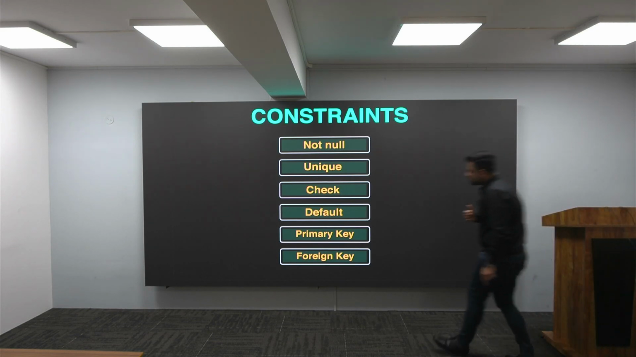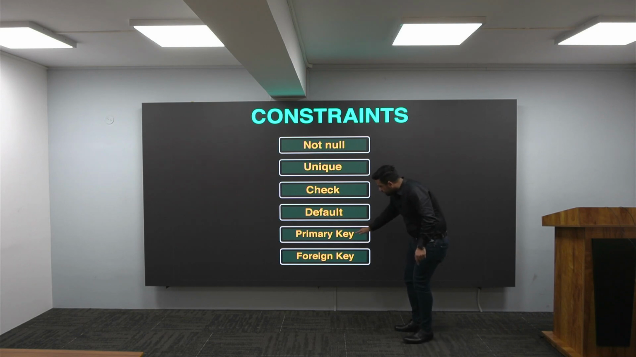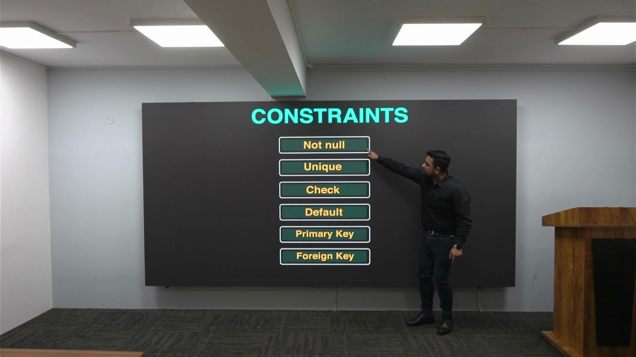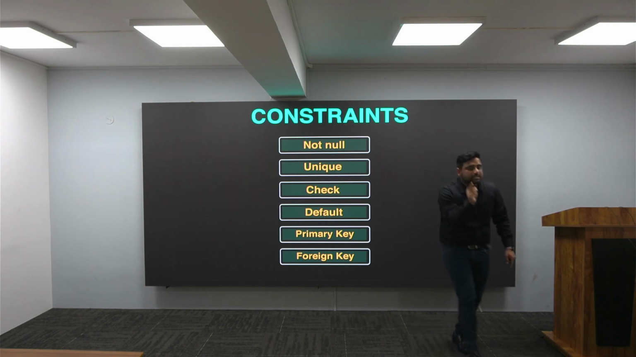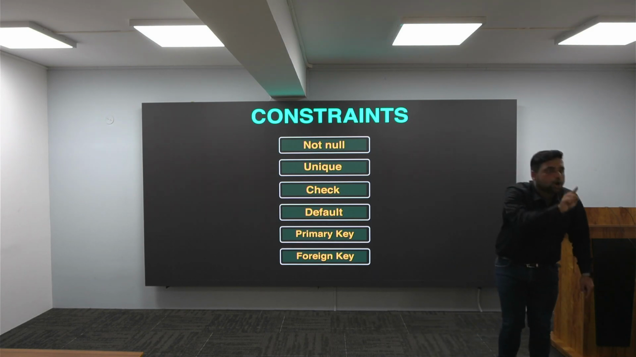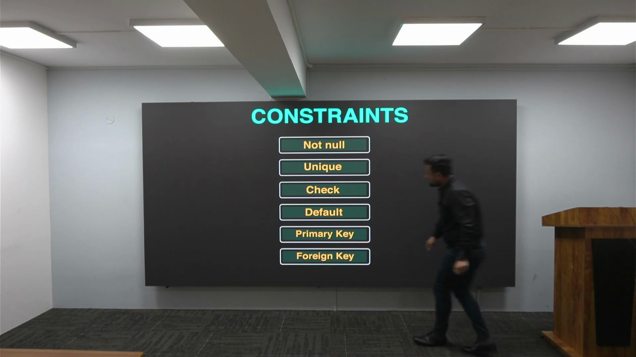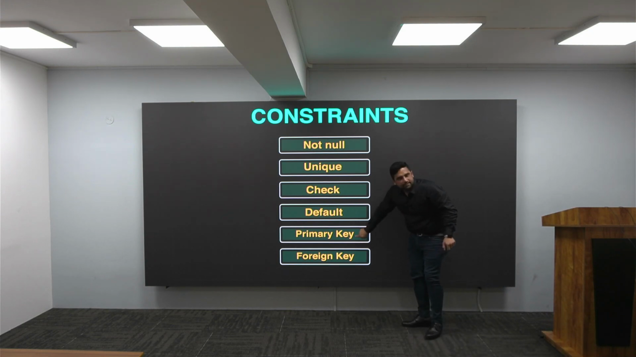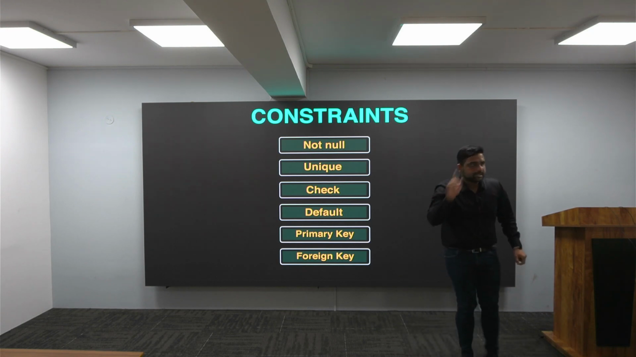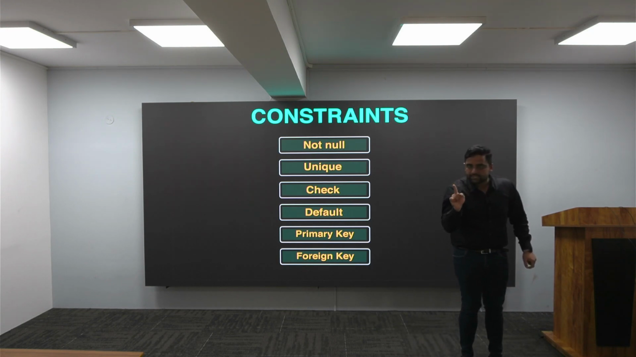Primary key over here is a combination of not null and unique. If you want the same effect, not null and unique in one column, you can use primary key. If you have used primary key on a particular column, then in that column you will not store duplicate values, and for that column you cannot have null. Did you understand what is the use of primary key?